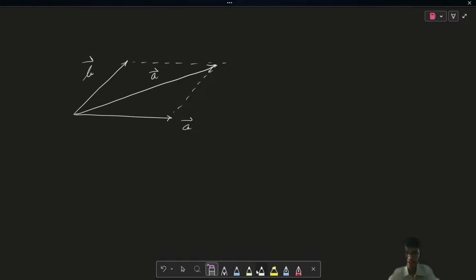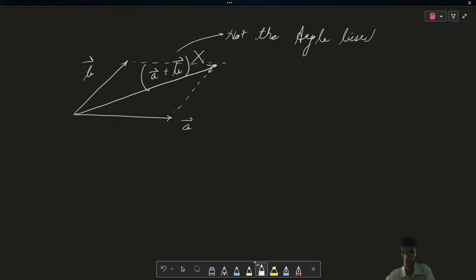But that is a very important misunderstanding: it is not the angle bisector. So A vector plus B vector is not the angle bisector. Why? I will explain. It is only the angle bisector if my A vector and B vector are unit vectors.